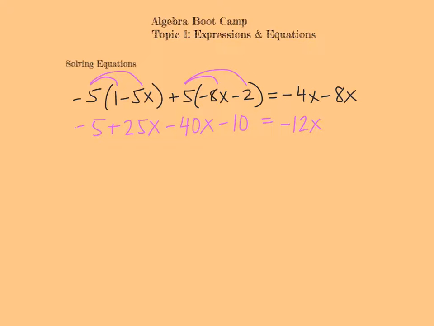Okay, similarly on the left-hand side, we do have two sets of like terms. We have the positive 25x and the negative 40x, and those are going to combine to give us a negative 15x. Then we have a negative 5 and a negative 10, and those are going to combine to give us a negative 15.